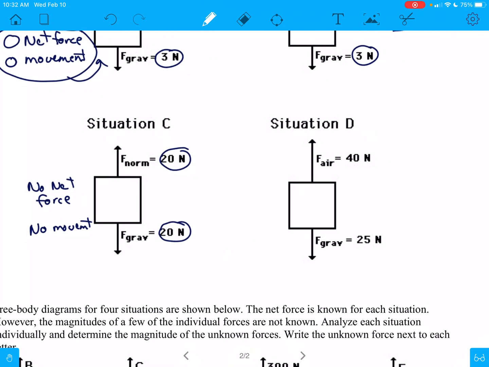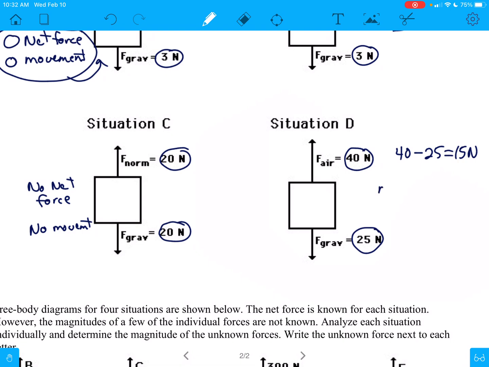I'm sorry. I tried. In this one, we've got 40 newtons up and we've got 25 newtons down. That's not balanced, is it? I'm going to have to figure out the net force. Net force is going to be 40 minus 25. What does that equal? That's 15, right? So this is going to be 15 newtons.